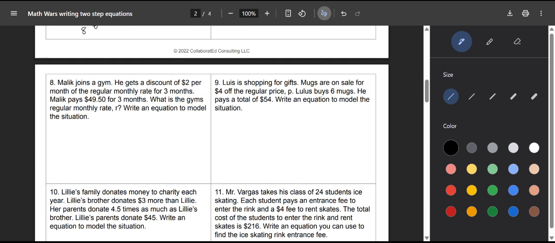Number 8 is another you try problem. So Malik joins a gym. He gets a discount of $2 per month of the regular monthly rate for 3 months. Malik pays $49.50 for 3 months. What is the gym's regular monthly rate, R? Write an equation to model the situation.